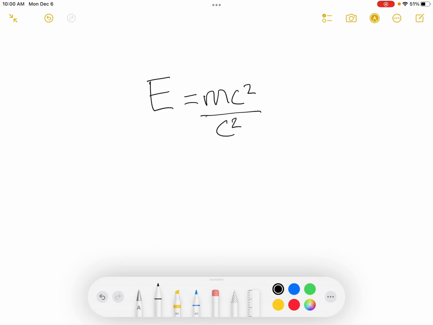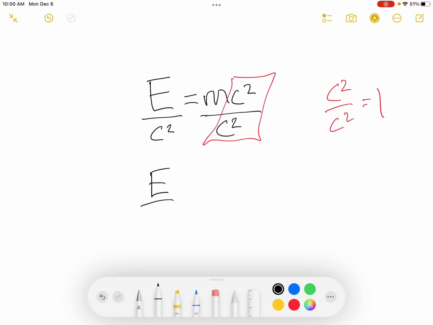But before we do that, we need to remember our first superpower: whatever we do to one side, we have to do to the other. So let's divide the E by c squared. And now let's take a look at this here. c squared divided by c squared is equal to 1. So we could rewrite this entire formula as E divided by c squared equals m times 1. And well, what's m times 1? Anything times 1 is itself. And so that is the same as m.